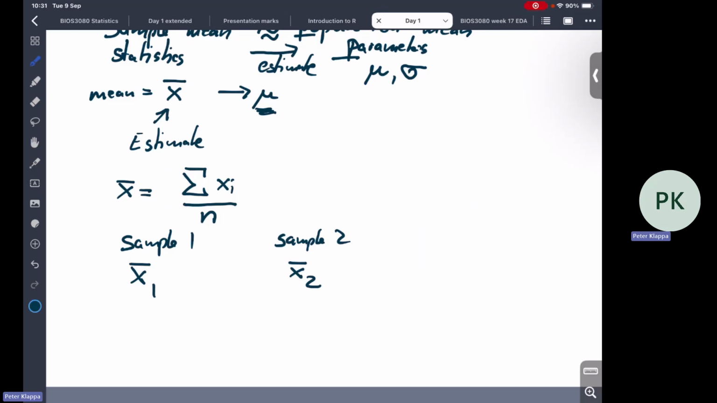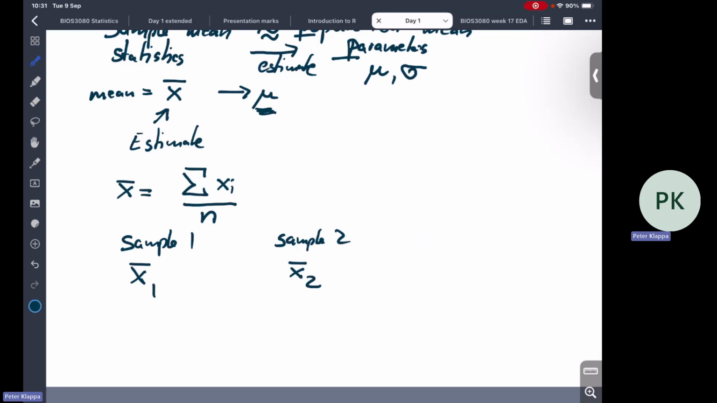For you to think, will sample mean 1 be exactly the same as sample mean 2? What do you think? No. Why not? Very unlikely, surely. Why? Because everyone's a different height. Okay, I take your point. They might be different in height, depending on who I choose.